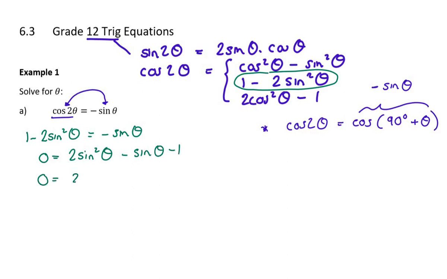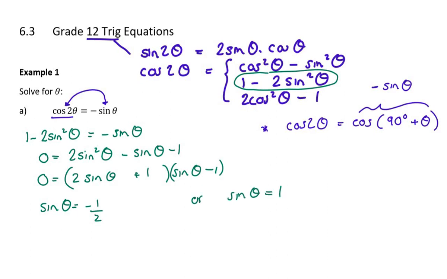Hopefully it factorizes fairly easily. So 2 sine theta plus 1, and I think it's sine theta minus 1, which means that sine theta is equal to negative a half, or sine theta equals 1. Now we've seen sine theta equals 1 before, because sine theta equals 1 always lands me up with a kind of weird answer because the two answers coincide.